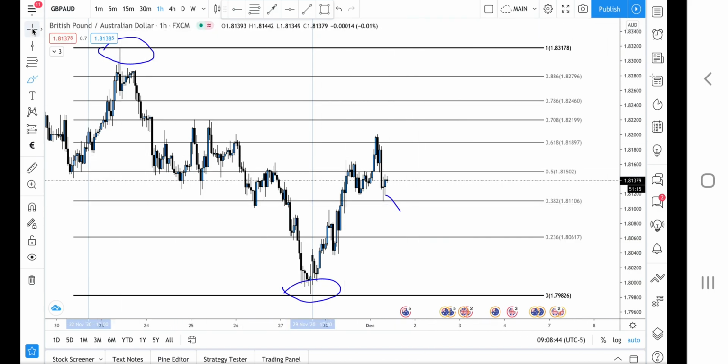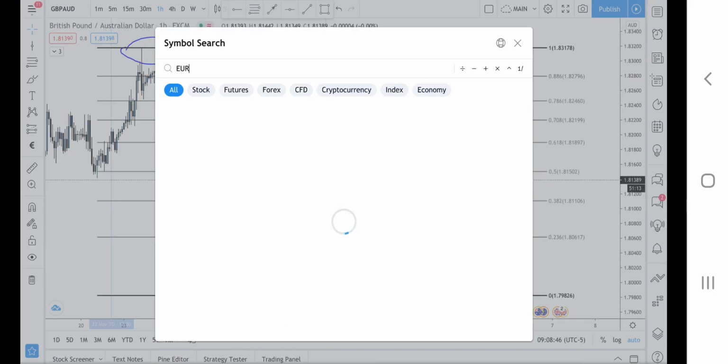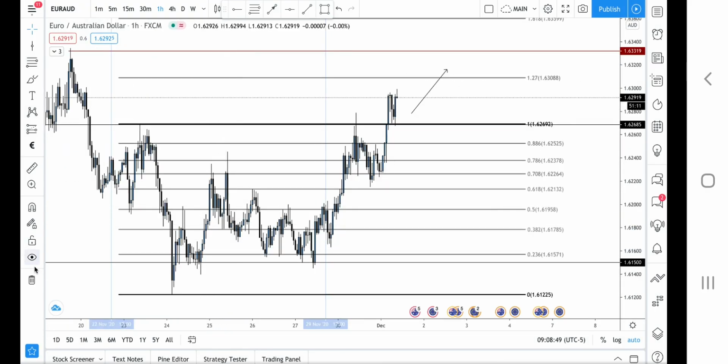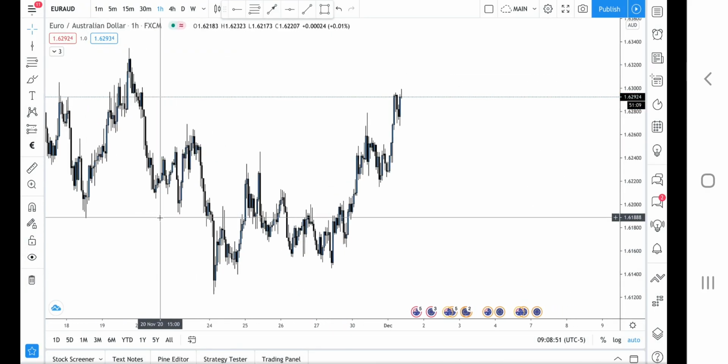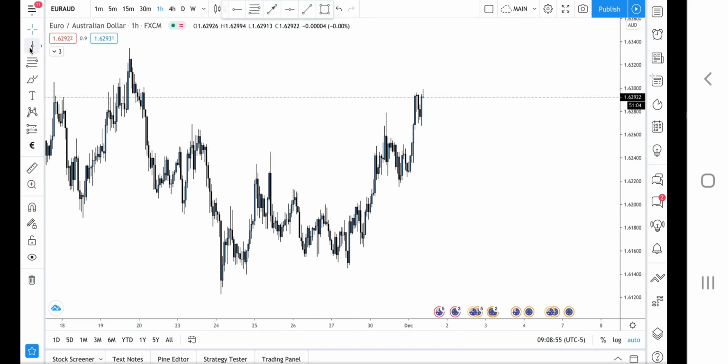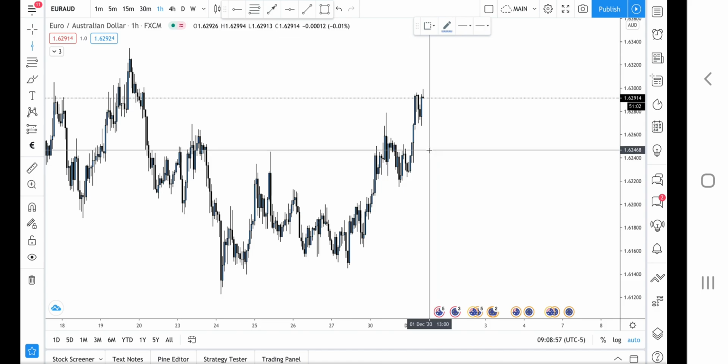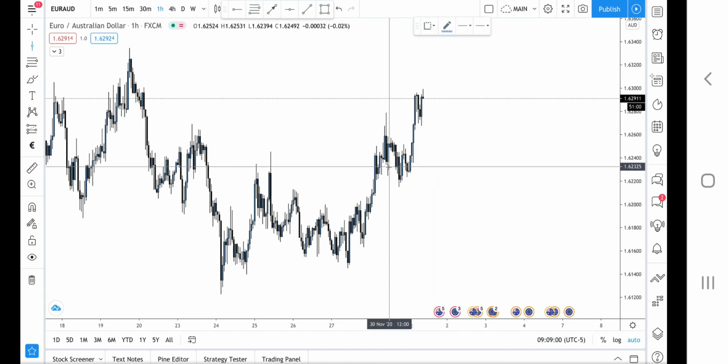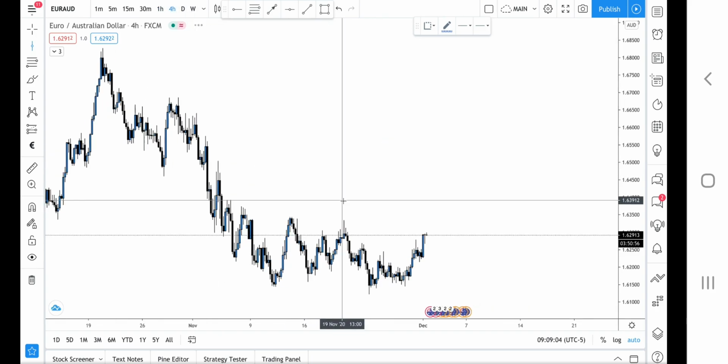Now let's hop over to a different pair here. Hop over to Euro AUD. I'll show you guys another setup here. The first thing that we do is we grab our vertical line. We run this through, we find the weekly break. So we're always looking for that 2-day break in the week. The 4 hour is the easiest time frame to do it on.